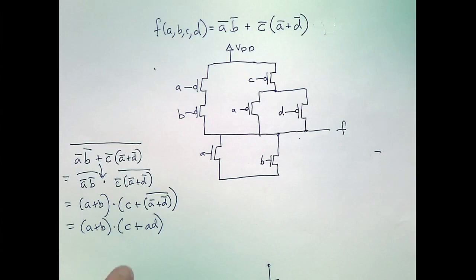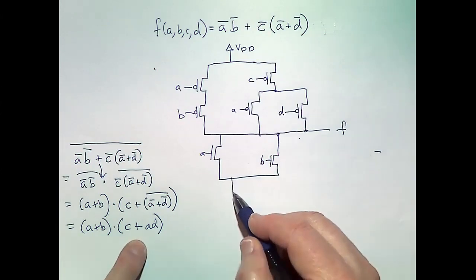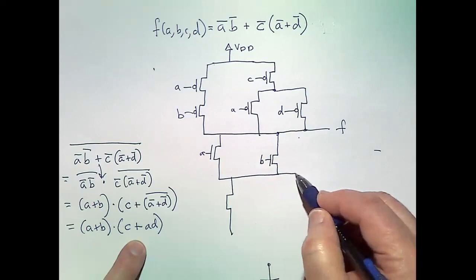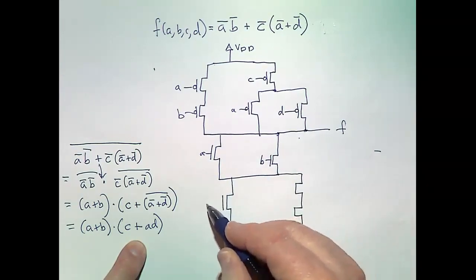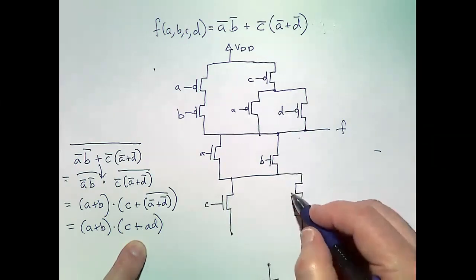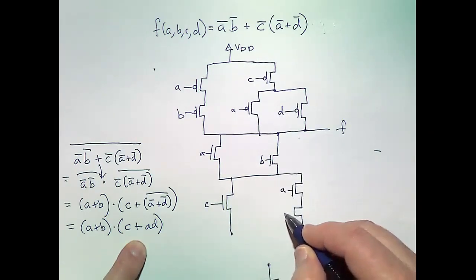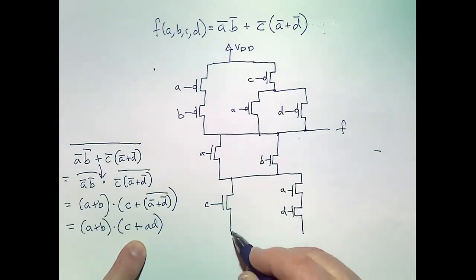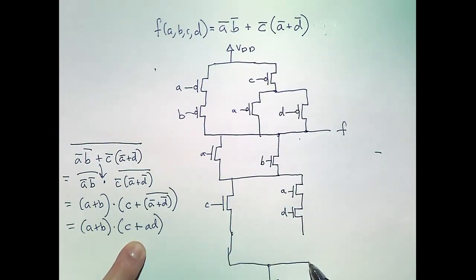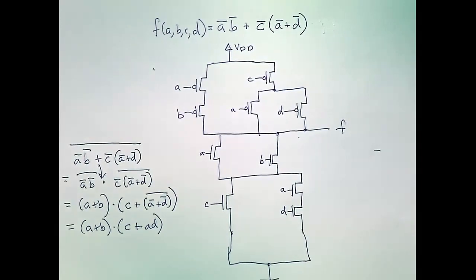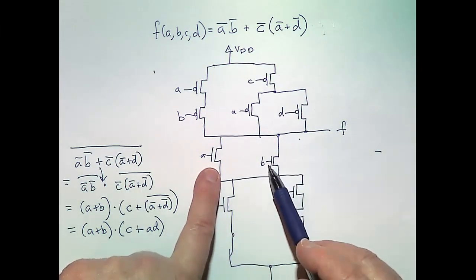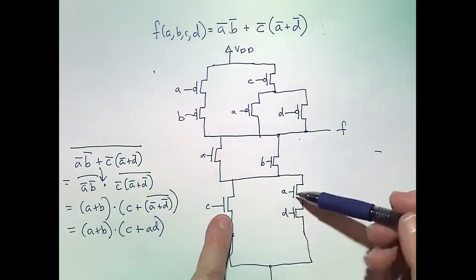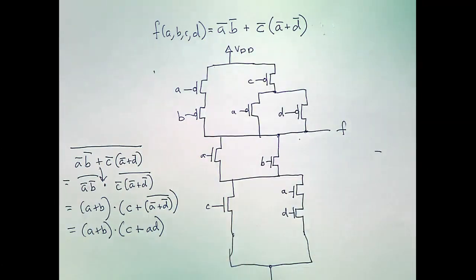Okay. On those same lines, C will be on the left, and A and B will be on the right. Okay, I have C over here, and then the other option is both A and D. Okay. Okay, so this will connect to ground only when this evaluates to 1, meaning that either A or B or both have to be 1, and then either C or both A and D have to be 1. Okay?